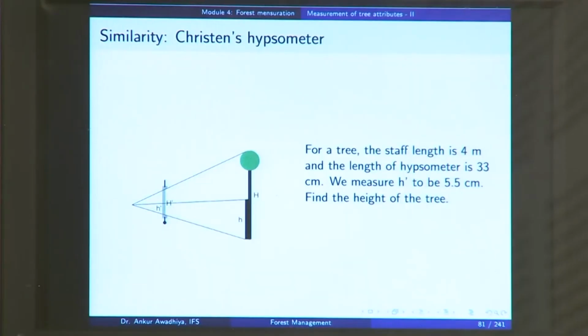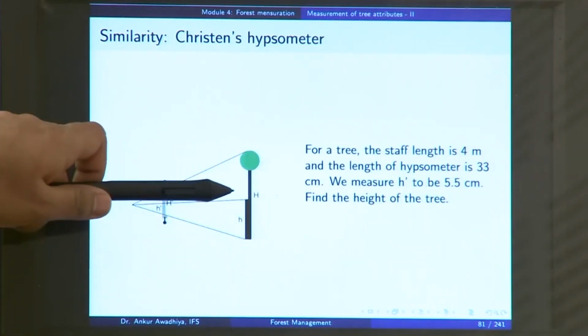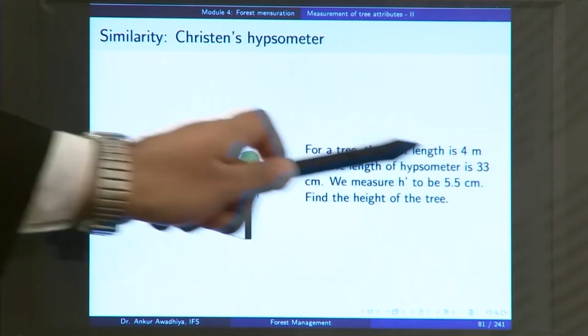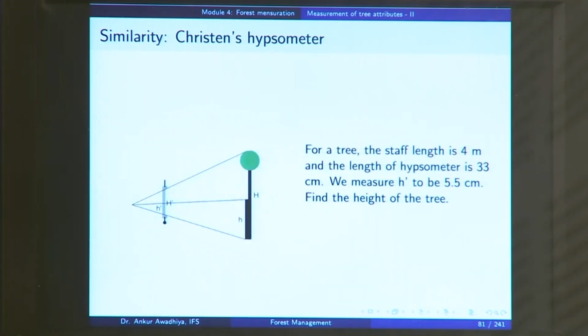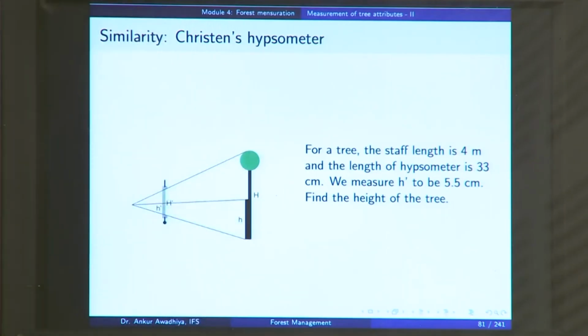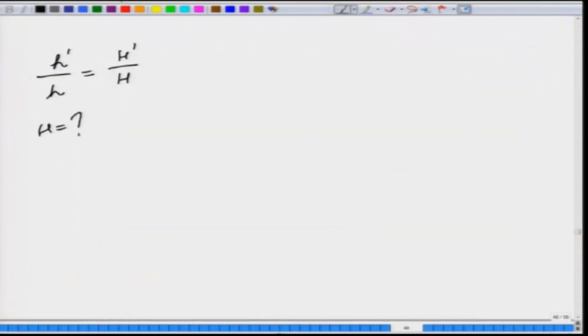So, let us now look at an example. Now, in this case, the staff length, this much or the small h, is 4 meters. The length of the hypsometer is 33 centimeters, which is your capital H prime, and we measure small h prime to be 5.5 centimeters. Find the height of the tree. So, we are going to make use of this equation. You have h prime by h is equal to capital H prime by capital H, and in this case what we know is that we want to find out capital H. So, capital H is question mark.